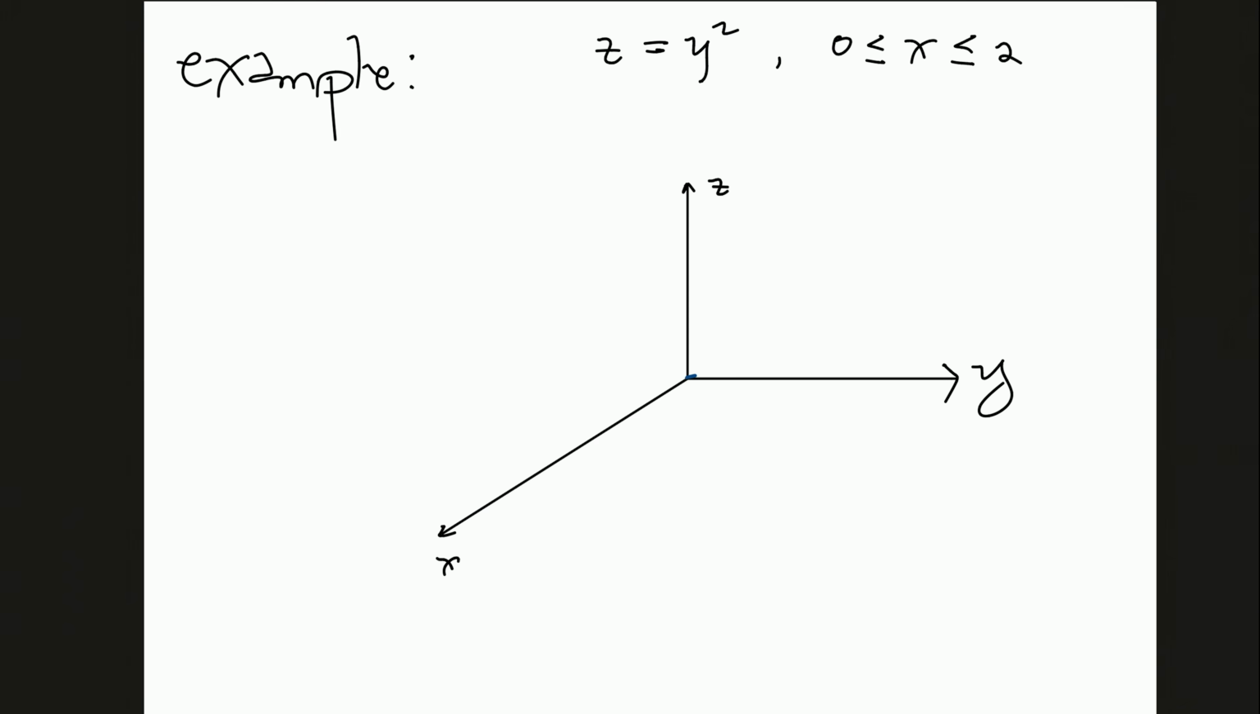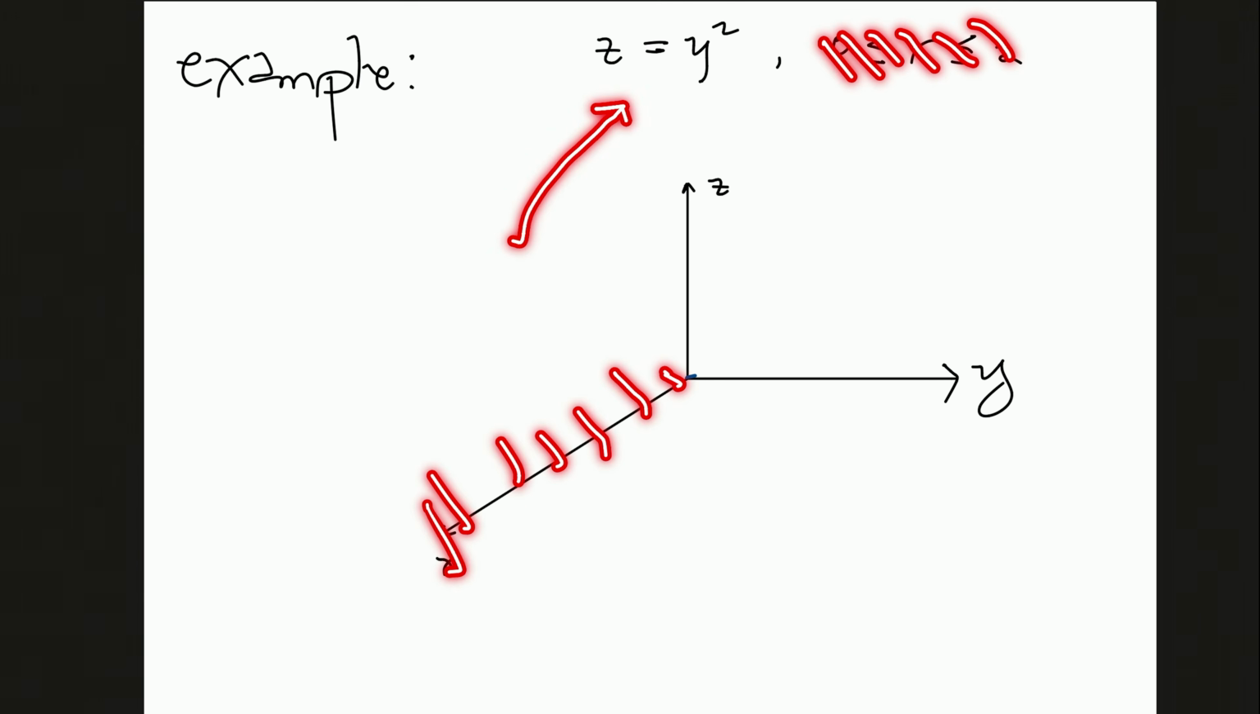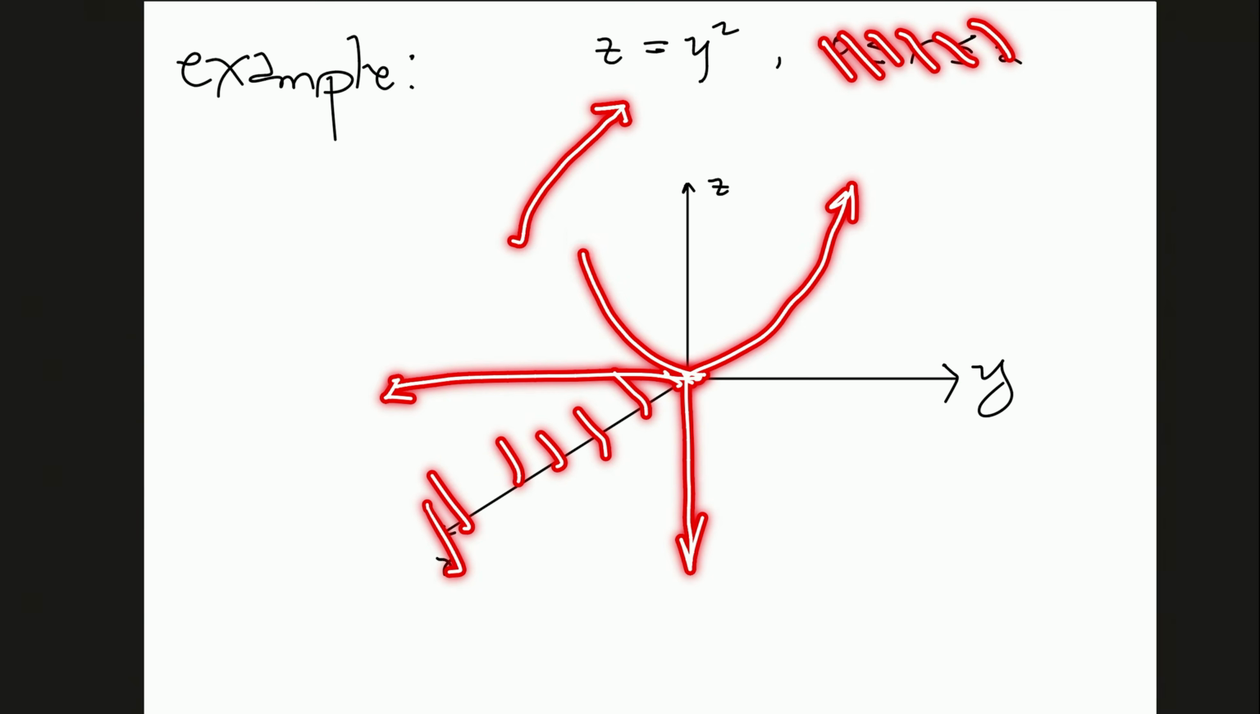For our next example, suppose you are asked to graph z equals y squared with a restriction 0 less than or equal to x less than or equal to 2. If you remove this restriction on the x-axis and you are asked to graph this in a 2D plane, then the form of this function is something like this. It is a parabola that opens upward.